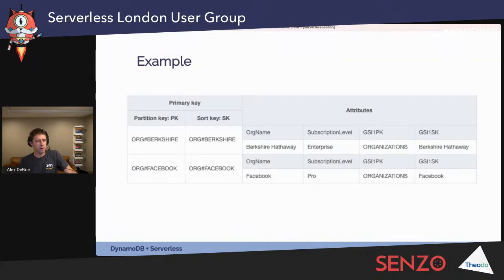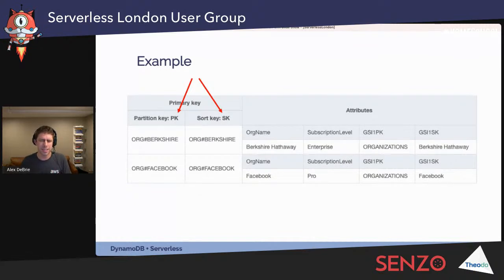I'm going to start with a table that has just the organization. So I've put two organizations in my table here, Berkshire Hathaway and Facebook. A couple of things I want to call out here because this looks kind of weird. Number one, let's look at our primary key and specifically the name of our primary key attributes, right? Instead of using something like organization name, I've given it very generic names for these ones. So partition key is just called PK. Sort key is just called SK, right?